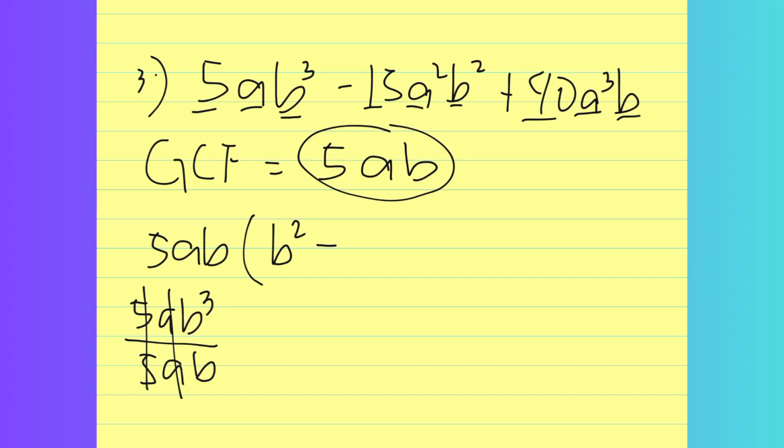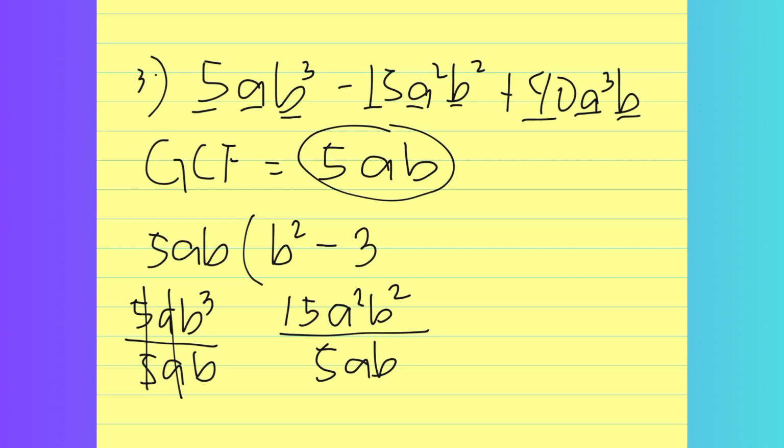Then, copy the operation. We have subtraction. Then divide the second term, 15a squared b squared, again by our greatest common factor, which is 5ab. 15 divided by 5, we have 3. Then a squared divided by a, we have a, because 2 minus 1 is 1. Then b squared divided by b, we have b.